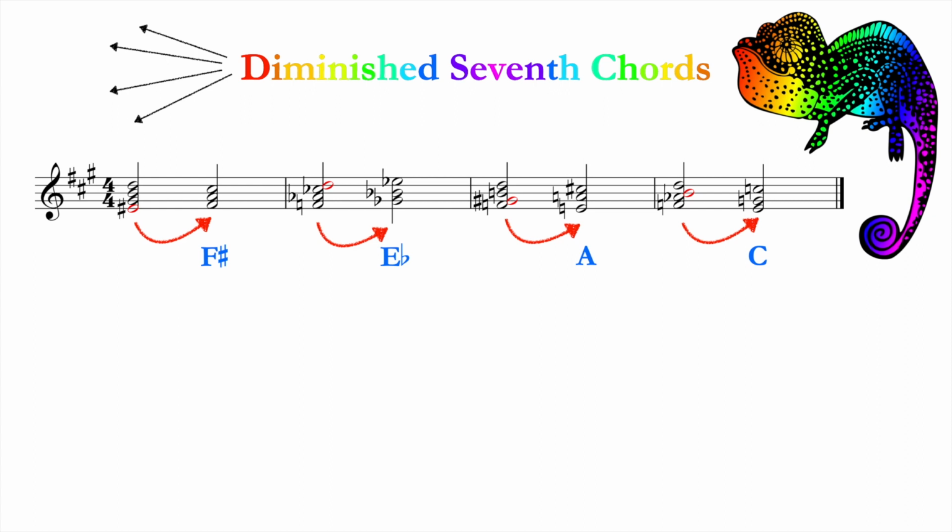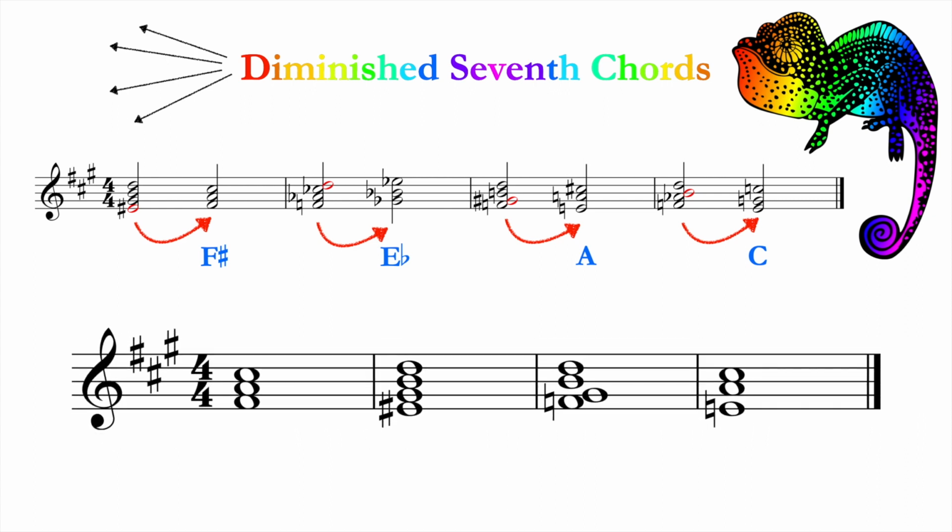So a composer can make use of this ambiguity by presenting a diminished seventh chord in one key, and then in effect just respelling it to involve another key.